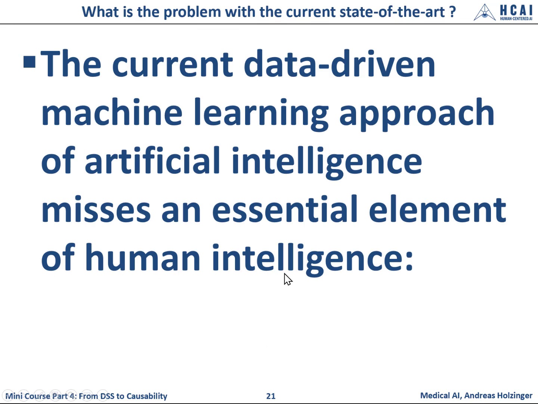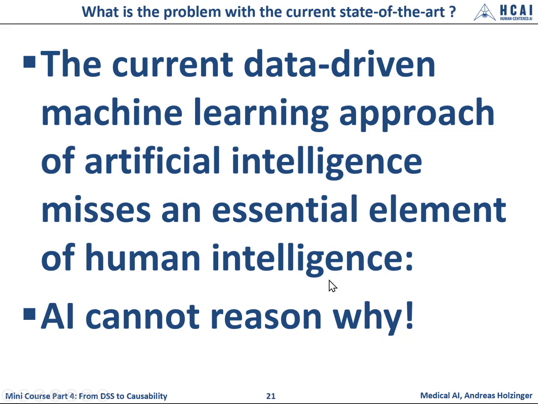Okay, so what is the problem with the current state of the art? The current data-driven machine learning approach of artificial intelligence misses an essential element of human intelligence. And now you can guess what this is. Of course, AI cannot reason why. The question of why, I have mentioned this several times. We can really understand even complex problems, and sometimes we are able to explain and find out the reasons why, but the machine cannot do so. AI cannot reason why.